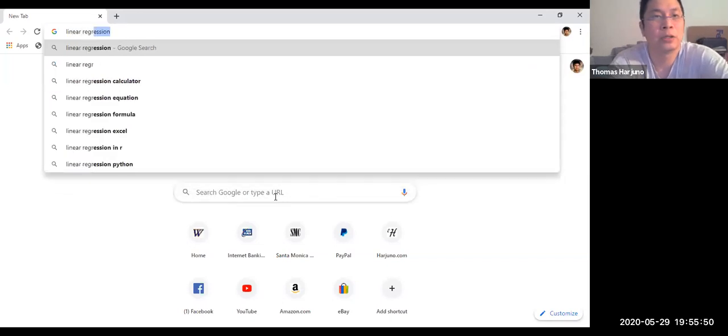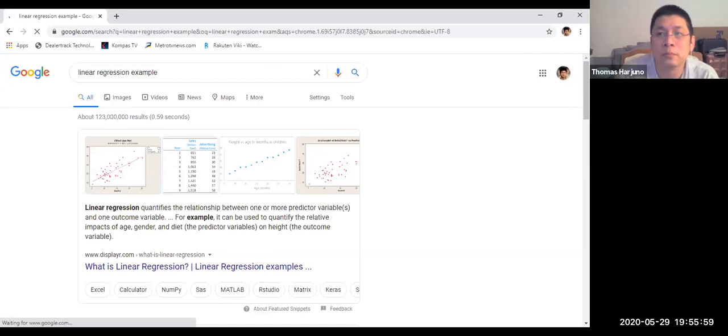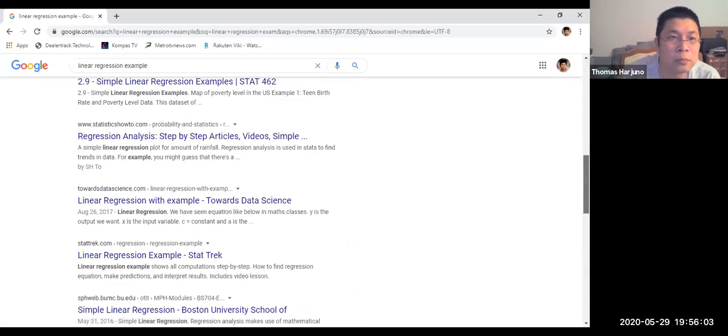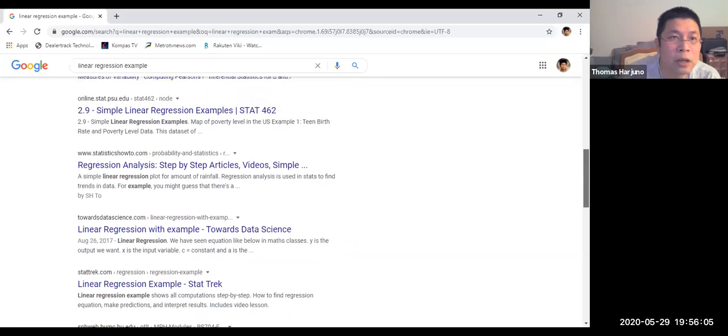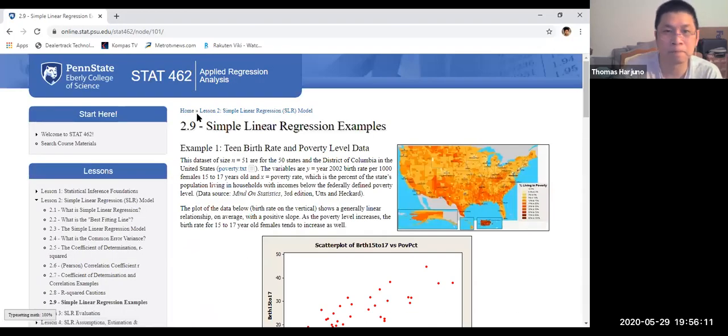Linear regression example. Is there any? Oh, this one here. We can use this one from, I think, Pennsylvania, Penn State.